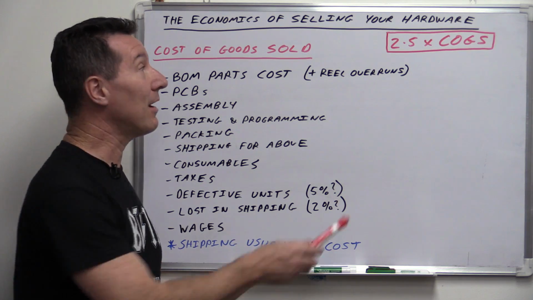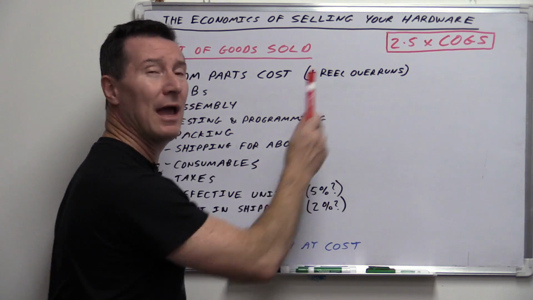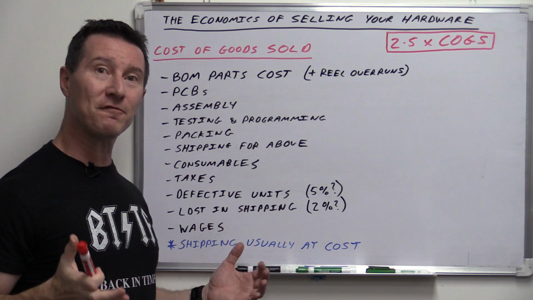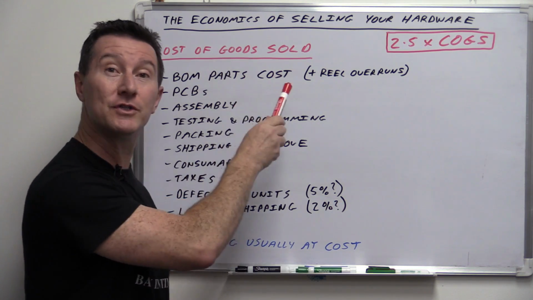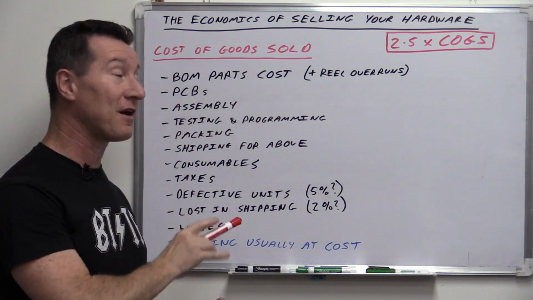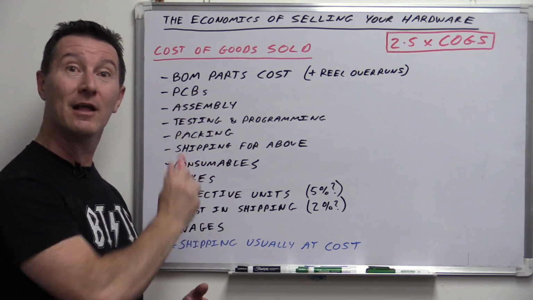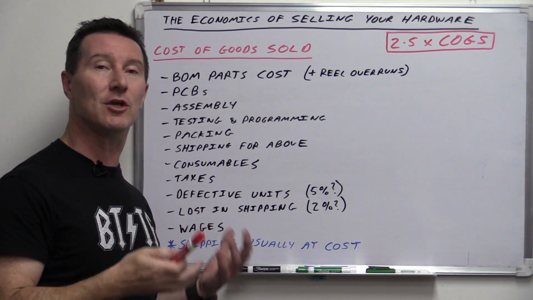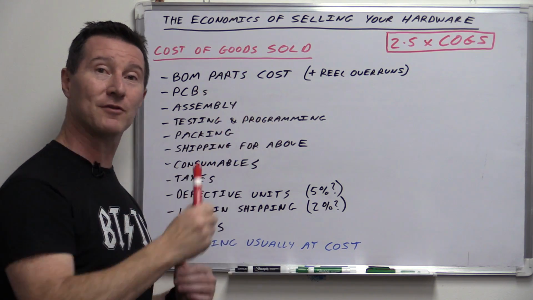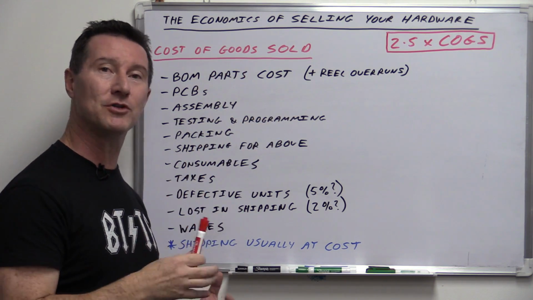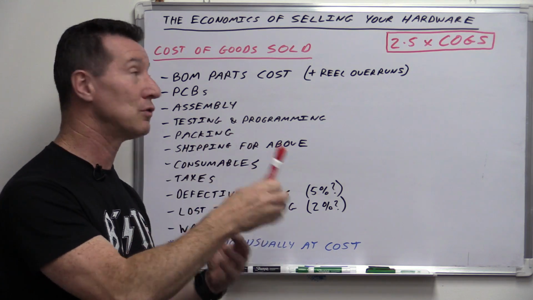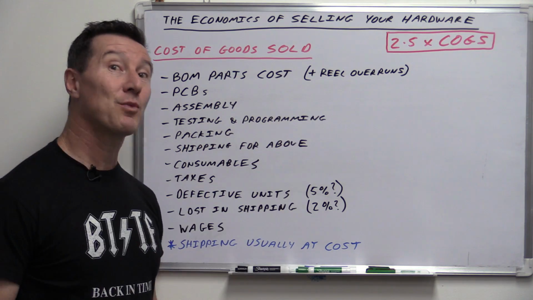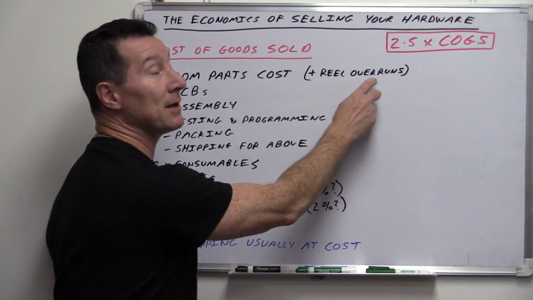But before we look at our cost multiplier here, we have to know how much it costs us to manufacture our product, the cost of goods sold. It's not just the manufacturing cost, there's a lot of stuff involved here. Let's take a quick look at it. Your bill of materials parts, your BOM cost, is the obvious one. That's the list of all your parts from your schematic for your project on PCB, including your case and all sorts of stuff. Plus, one thing a lot of people forget is the reel overruns.